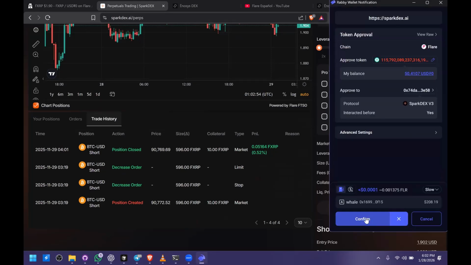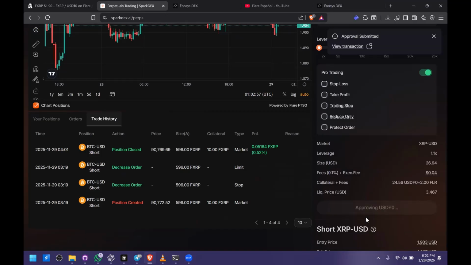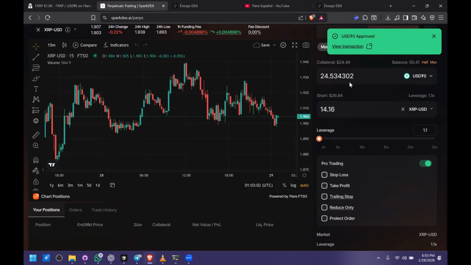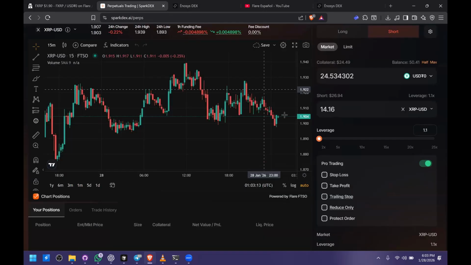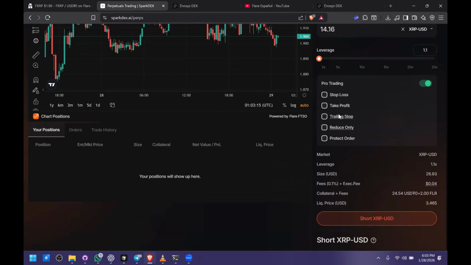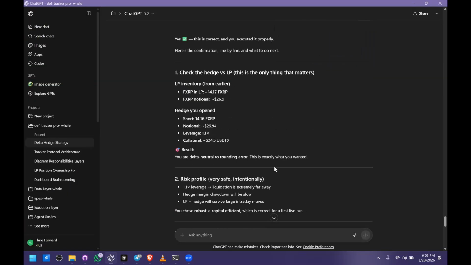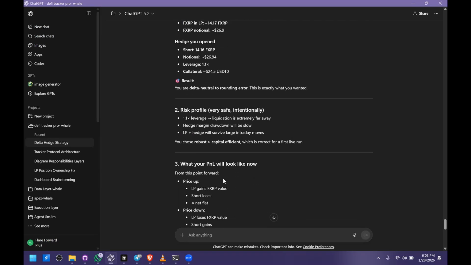I'm fairly sure that that is correct. So basically I'm opening a $24 short for the same amount of deltas that I have open. So this is my exposure to the north, to the long, and I want to create this to the south. So let me see what GPT said. Yes, this is correct. So, hedge open.